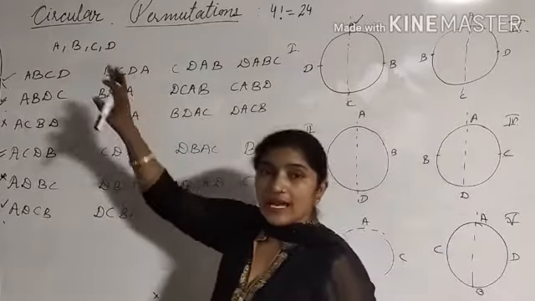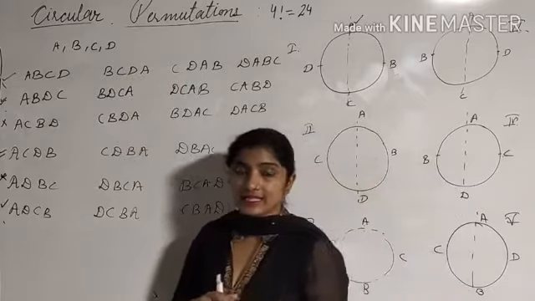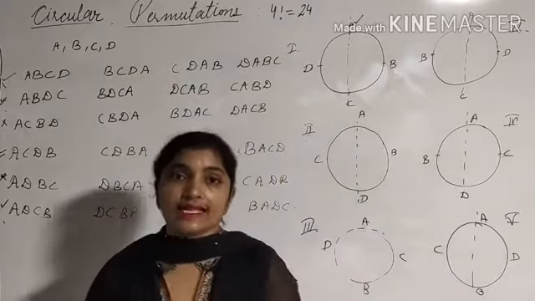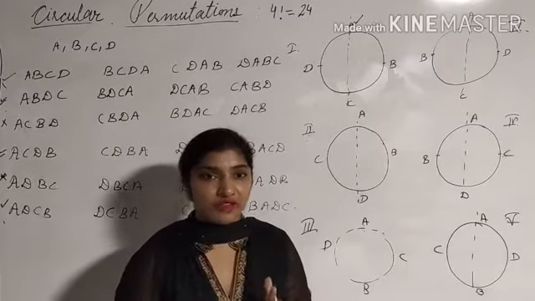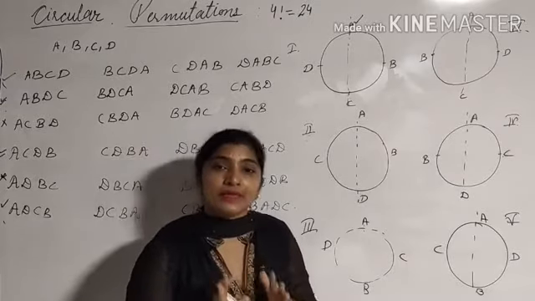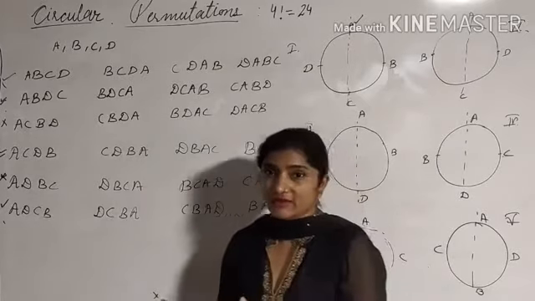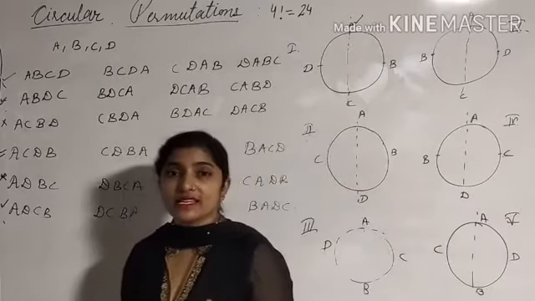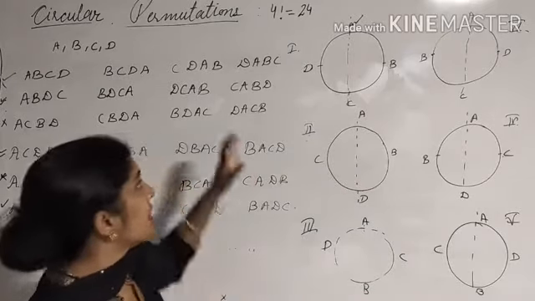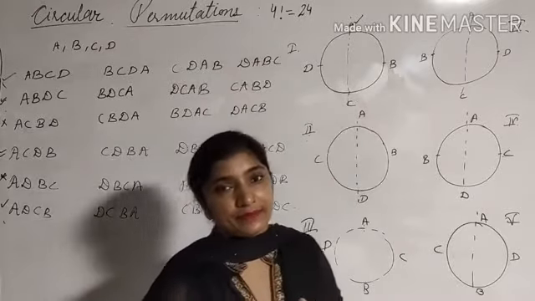Now, the four objects are to be arranged. As we have discussed earlier, the number of permutations that are possible with four objects was 4 factorial. But the permutations which we have considered earlier were about linear arrangements, that means arrangements in a line. Now if we wish to arrange these four objects in a circle, then what changes?